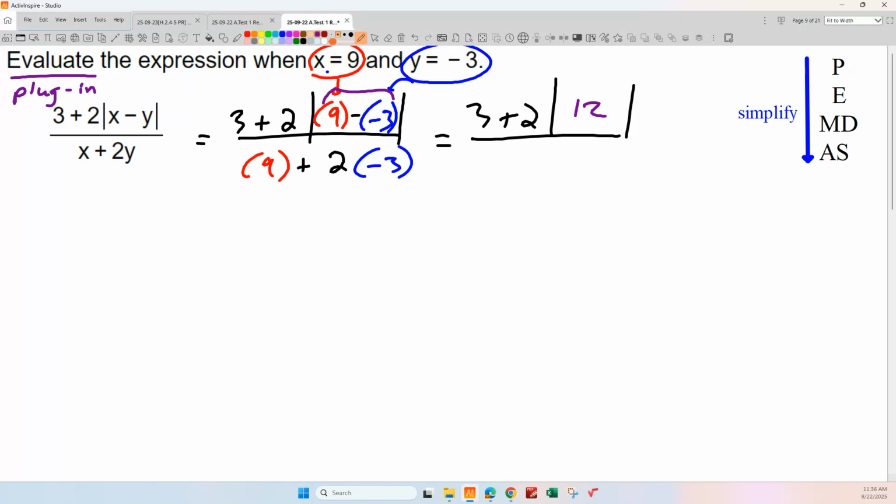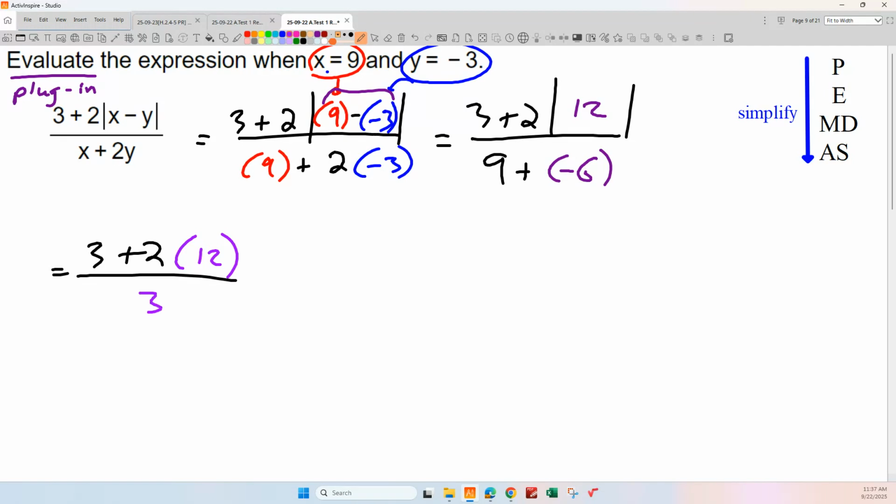Right? On the bottom, we'll do one step on the bottom also. What's the first step on the bottom? Multiply. Yeah, so on the bottom, we just get 9 plus 2 times negative 3 is negative 6, right? Okay, what is the absolute value of 12? 12. So we could just replace that absolute value of 12 with a 12, right? On the bottom, we're pretty much done. What's 9 plus negative 6? 3.